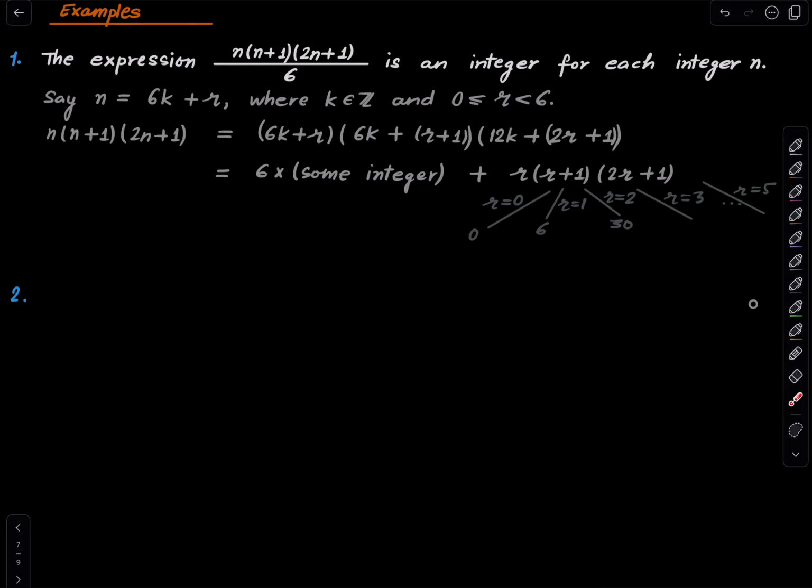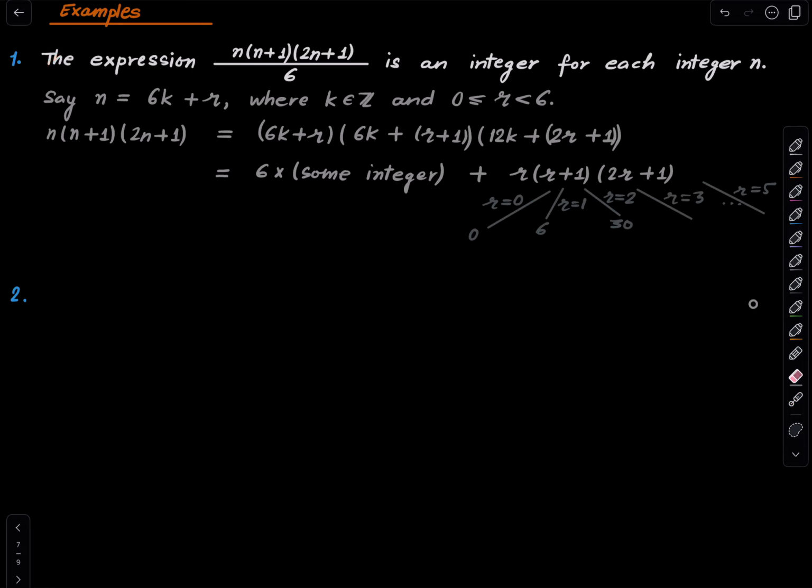So that shows that no matter what n you pick, this will be divisible by 6. So the division with remainder theorem reduces this problem, which was an infinite problem, you would have to prove it for infinitely many n's, to checking it only for 6 values of n, namely 0 up to 5, where you can just do a computation and verify. So we have proven the first one.